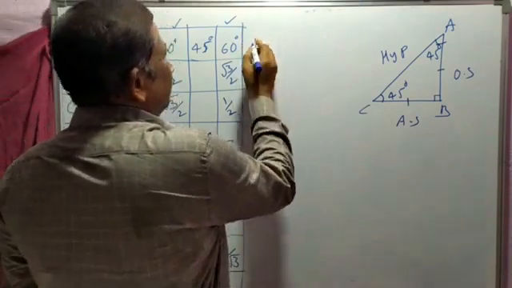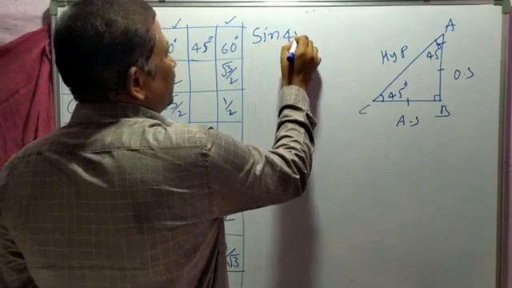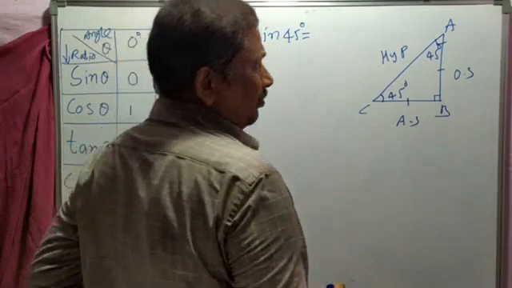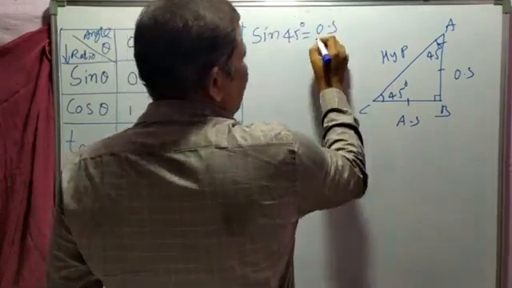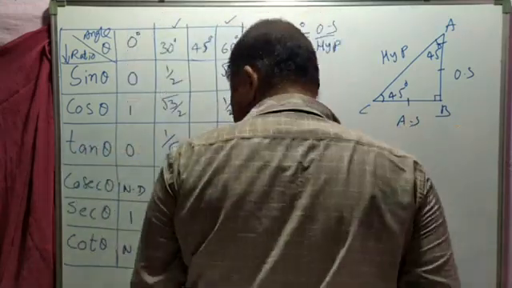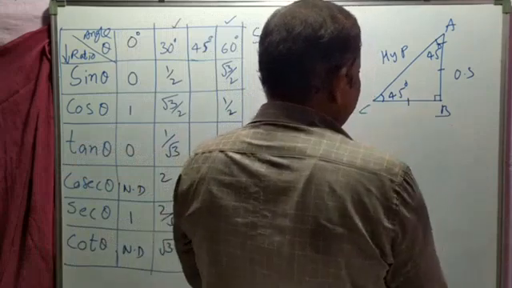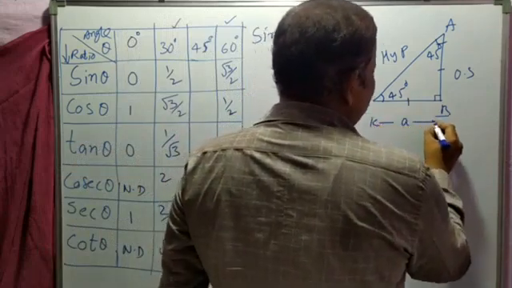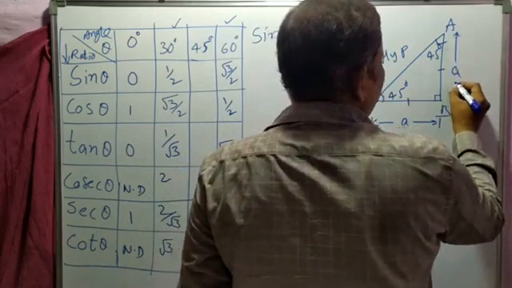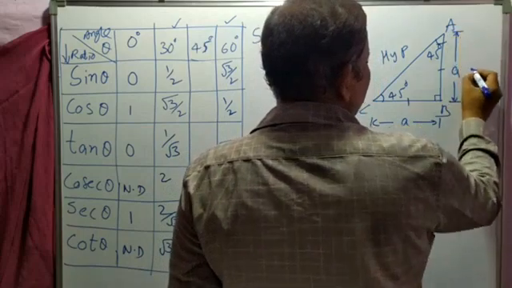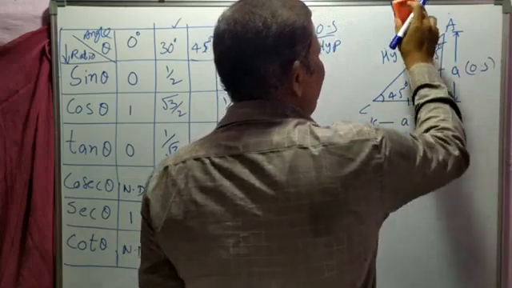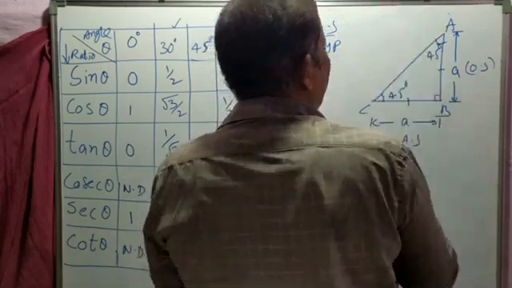So now first consider sine. Sine 45 degrees. Same ratio we know. What is the ratio? Opposite side by hypotenuse. So we know these two sides are equal. Let the length of this side be A, and this one also the same, both sides are equal, isosceles. That means two sides are equal. This one also A. This is the opposite side, this is the adjacent side. So then what is the value of the hypotenuse?